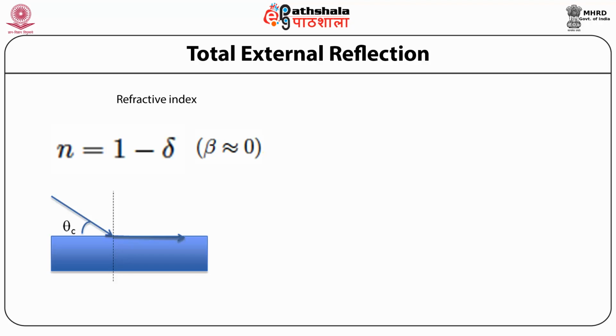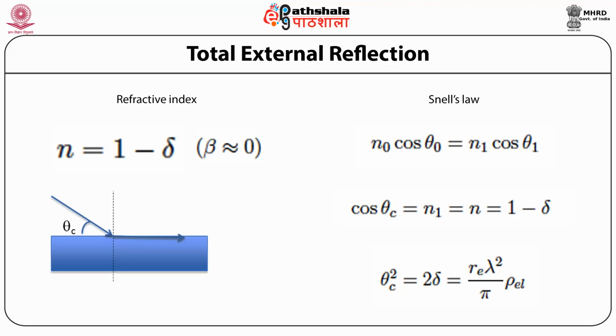On the other side you can see Snell's law, with the equations written there, where N0 is the refractive index of air, N1 is the refractive index of the medium, and theta 0 and theta 1 are the respective angles. When this total external reflection happens, the scattered wave is not penetrating into the sample and it makes an angle 0. So we can find the critical angle, which is dependent on the electron density.